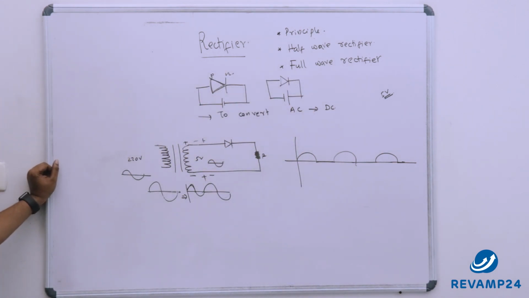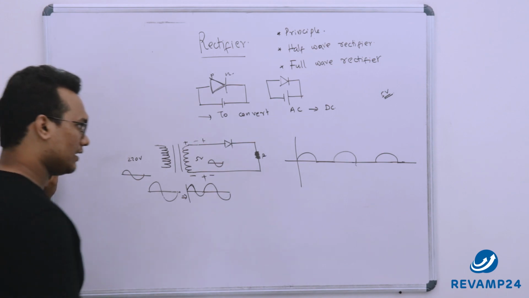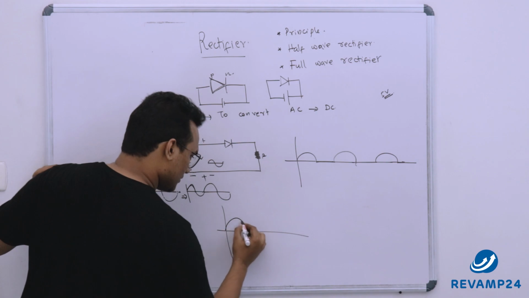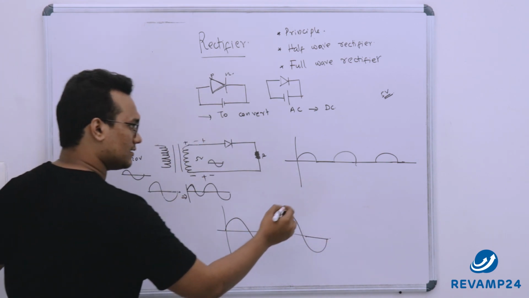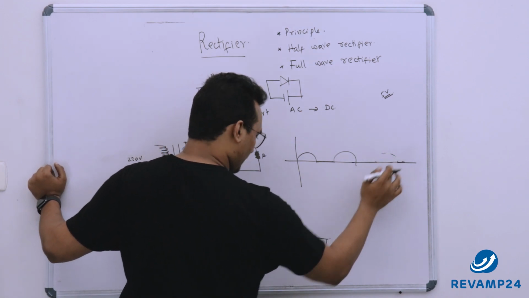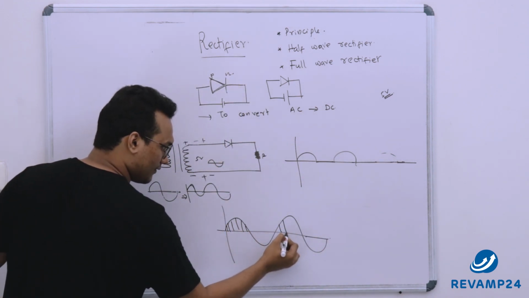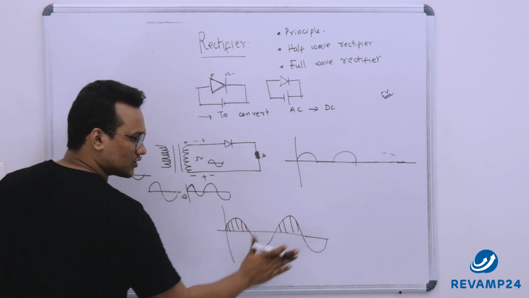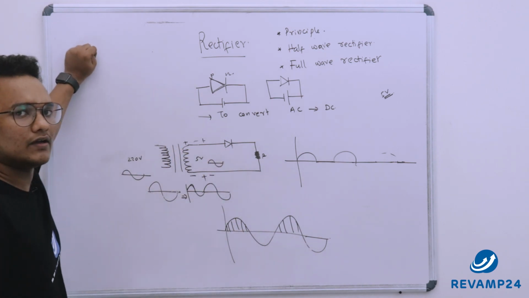But here there is one problem. This is called a half wave rectifier, and I will tell you what the problem is. I have given an input of this, and this is the output of this current. I am only able to get this half and this half at the output. This is simply wasted. This one is wasted and this one is wasted. I have no use with that when using a half wave rectifier.